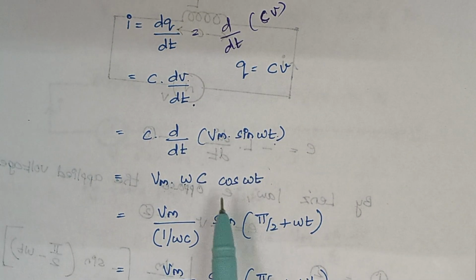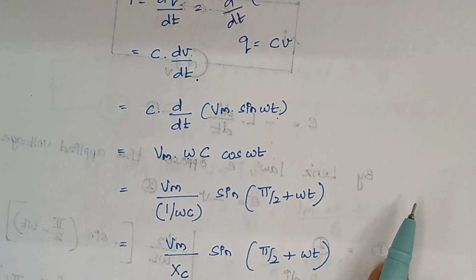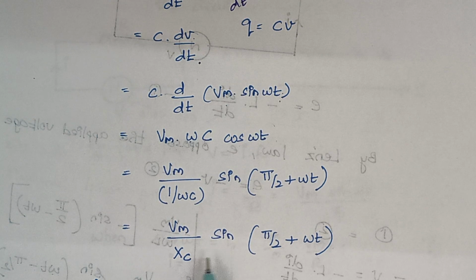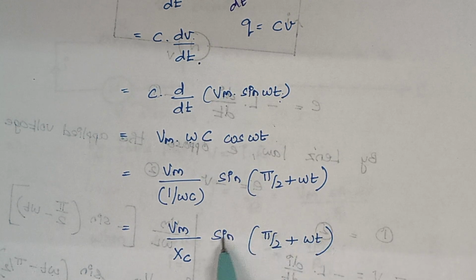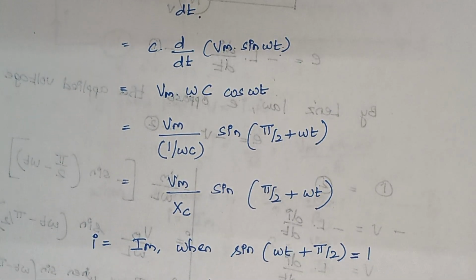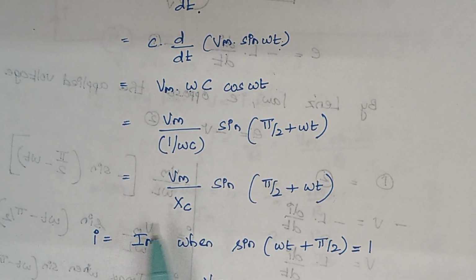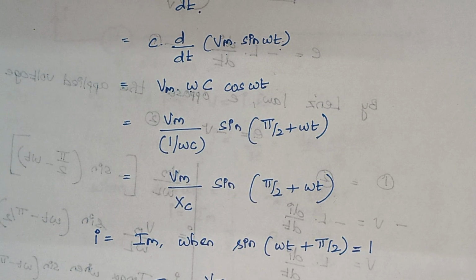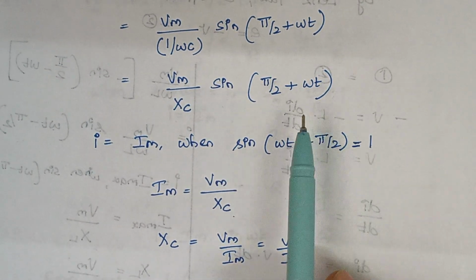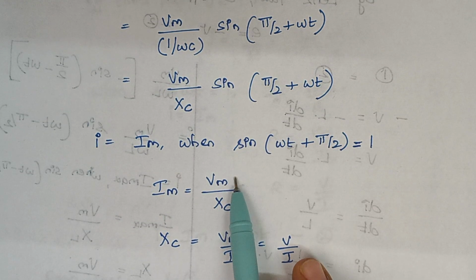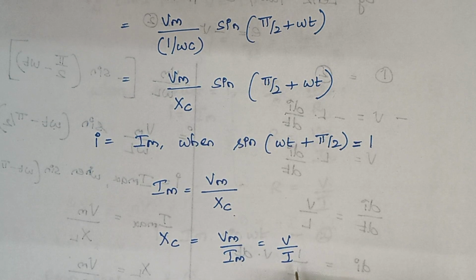Now we are writing this omega C as 1 by omega C in the denominator part. Now 1 by omega C is nothing but it is XC, right? So again, I becomes Im when this expression becomes 1. So when you substitute, you see I becomes Im, so Vm by XC, and this value becomes 1. This is what I had written here, right? So finally Im is equal to Vm by XC. So XC is nothing but Vm by Im, or simply we are writing it as V by I.